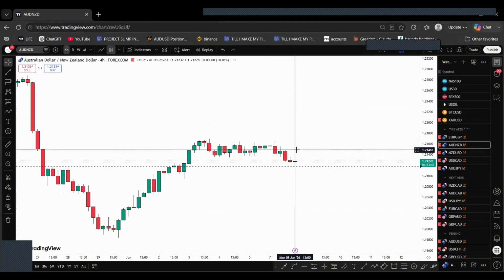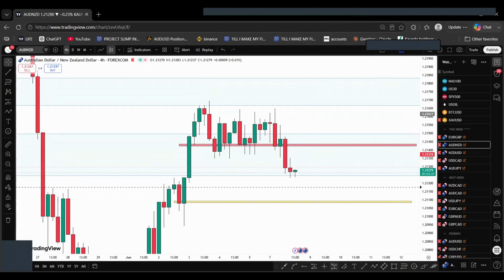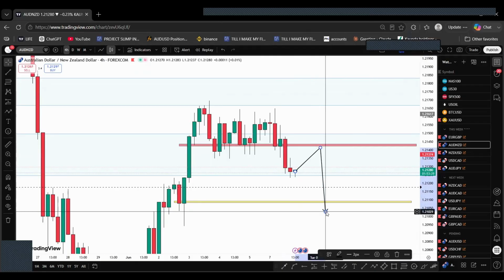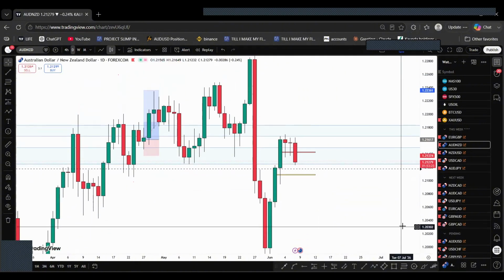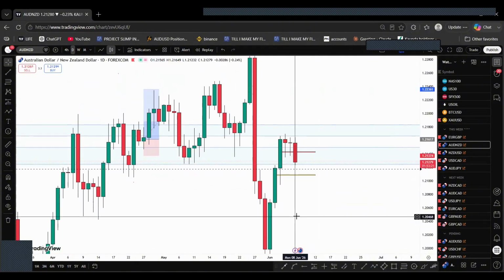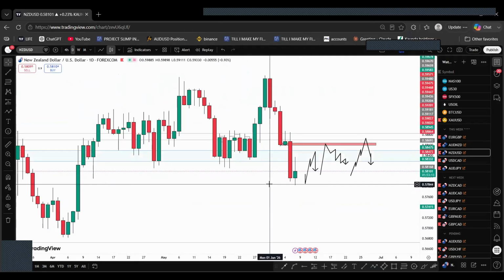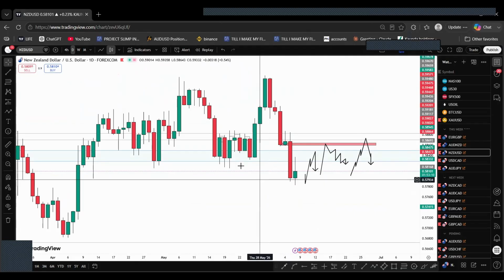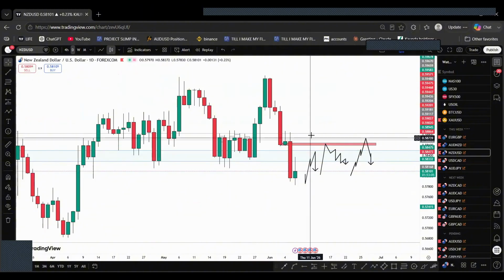AUDNZD. So as I was telling you, I need the day before to give me maybe a higher high, a lower high, and a new lower low. But you can see how the daily is closing. This is a very nice indication to be ready for sales next week. NZD USD, I still need a full daily closure at this point, so we are still waiting for that to happen.